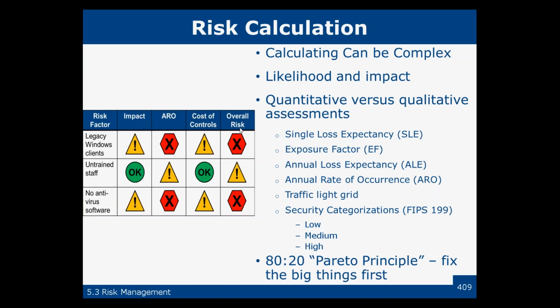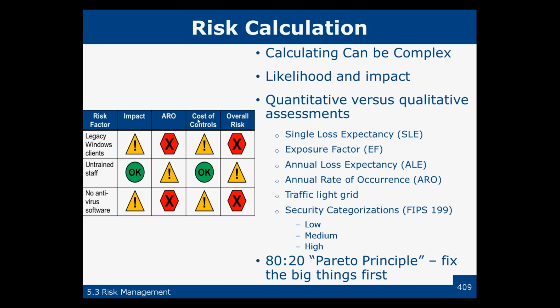The cost of controls, how much is it going to cost us to mitigate the risk? And what we're going to have to determine there is, is the cost worth it? So security categorizations down there are in FIPS 199. They're low, medium, and high for those things. The 80-20 rule says we're going to fix the big things first.